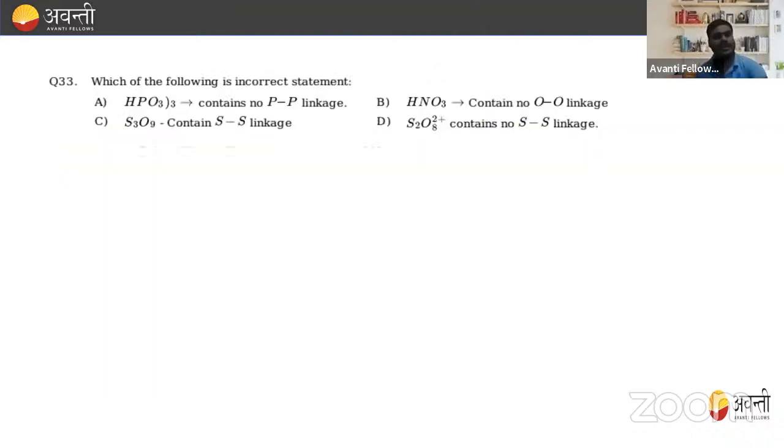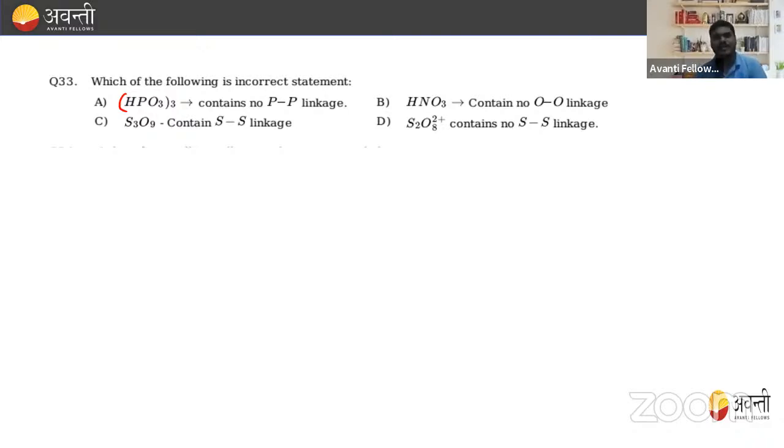Okay, next, move to the next question. Which of the following is an incorrect statement? HPO3 thrice, this is the correct way to write it now. HPO3 thrice contains no phosphorus linkage. HNO3 contains no OO linkage. This is also incorrect, yes, it contains a peroxide linkage. S3O9 contains SS linkage, and S2O8 2- contains no SS linkage.